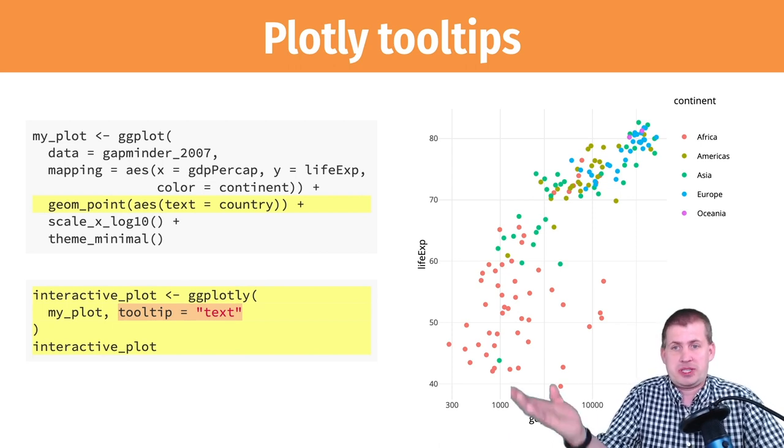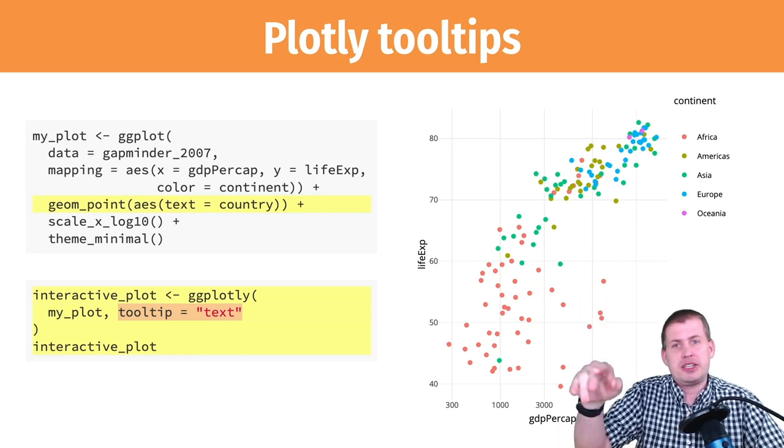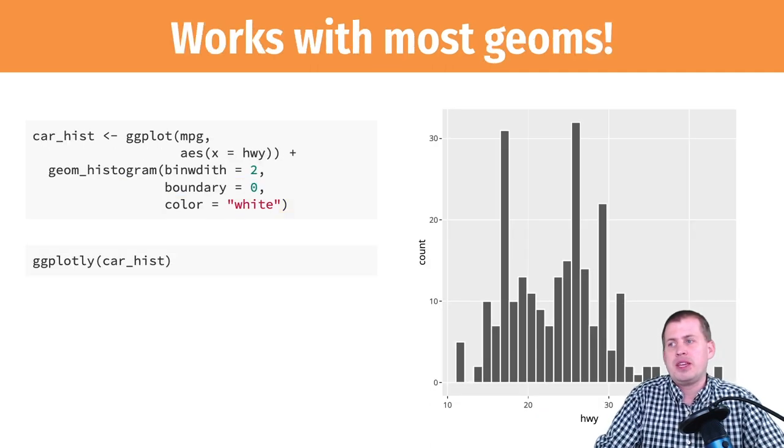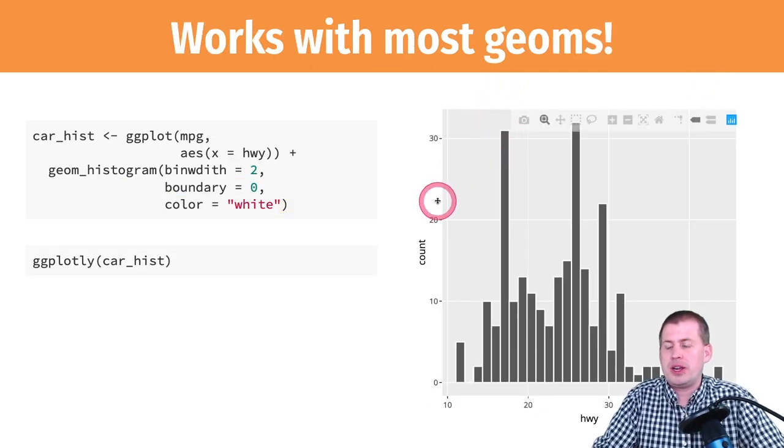So this was with a scatter plot. If we had a smooth line on there, we could move the mouse along the smooth line and it would tell us the different predicted values. If you have something like a histogram or a bar chart, you can do the same thing.